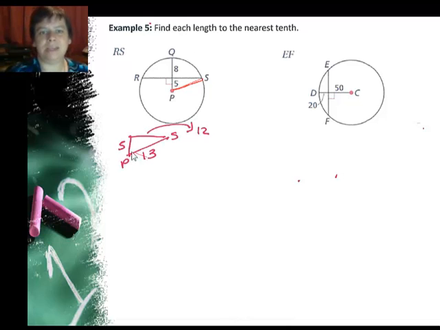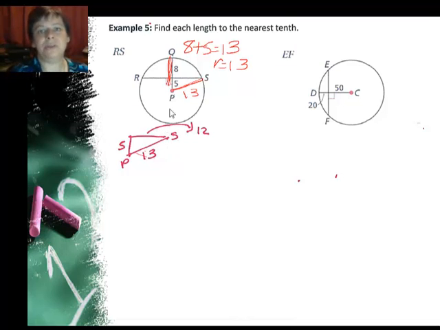So what I did is I said, aha, this one's 5. I know that this is 13. How did I know the radius was 13? Well, right here is a radius. 8 plus 5 is 13, right? So 8 plus 5 equals 13. That's the radius. So R equals 13. And I can put a 13 here.